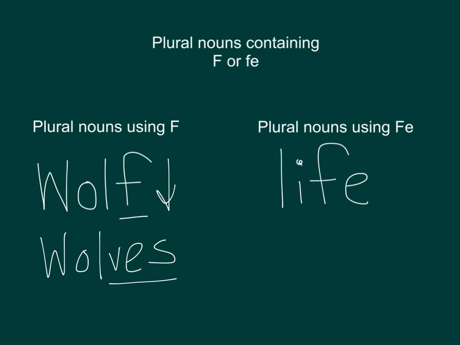If you have plural nouns using the letters FE, you're going to drop those, like in the word life, and you're going to make it lives or lives, depending on how it's used in the sentence and the context that surrounds it. So as you see, anytime you have an F or an FE, you're going to drop that and make it a VES.